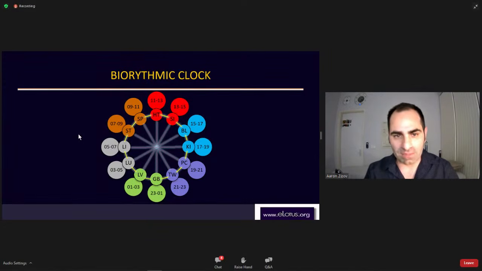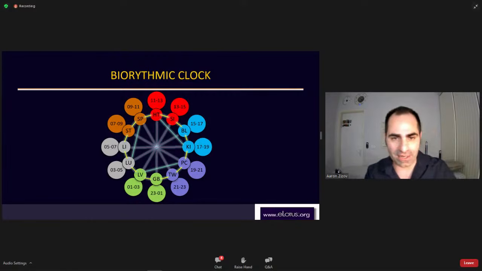We have neighbors, which also can have the effect of supporting or helping each other. And we have the layers, the different layers that we can work on. So we have different connections that we can use, the biorhythmic clock. Again, if you call it balance method, if you call it any kind of way of working with the flow.